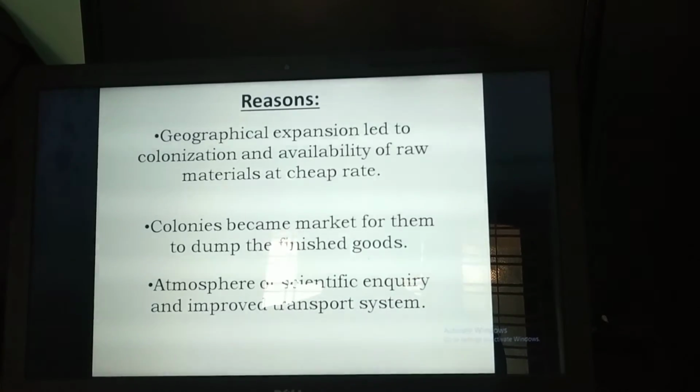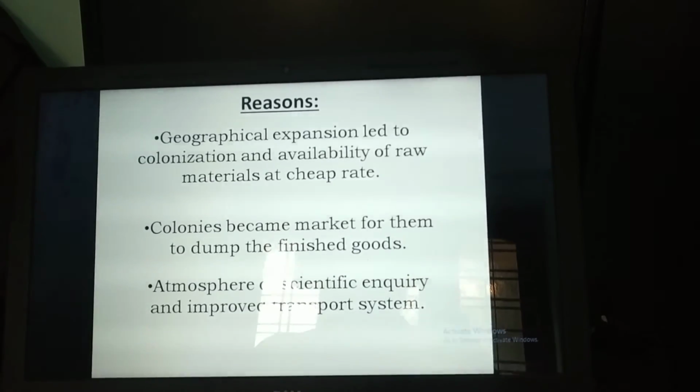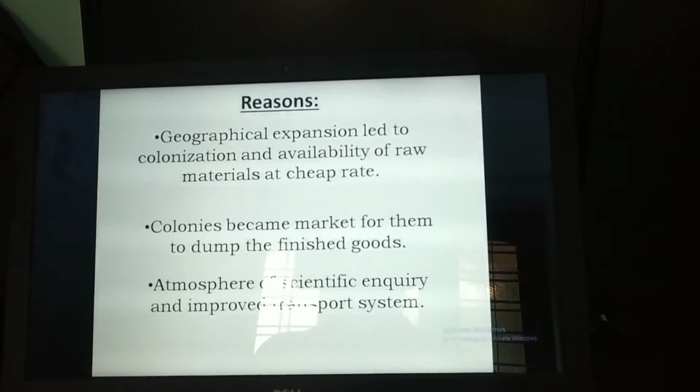The geographical expansion led to colonization and availability of raw materials at cheap rate. Once the people found new sea routes, what happened? There was a geographical expansion that led to colonization. It means the European countries began to have colonies in Africa and Asia. That led to the availability of raw materials at cheap rate.